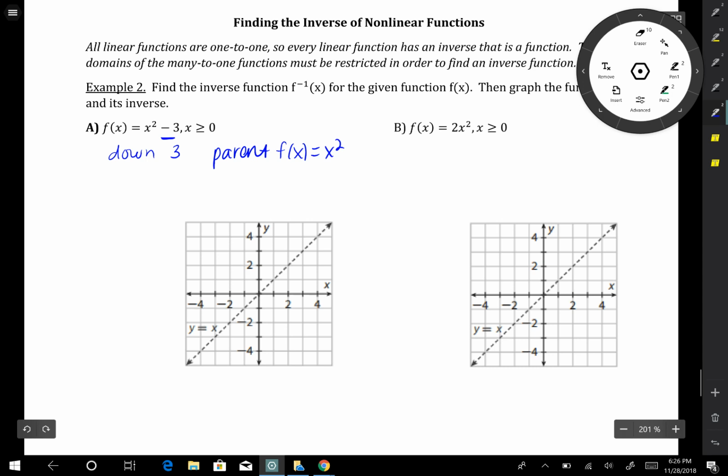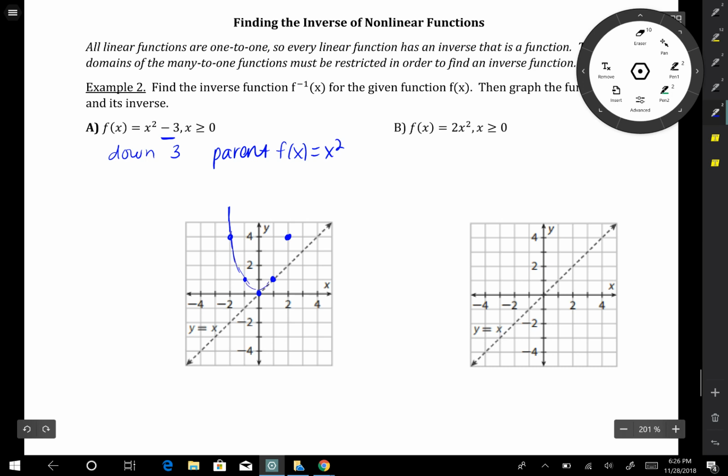So remember that the parent graph of a parabola, f of x equals x squared, has a vertex at 0, 0, and then every x value we just square, so it has the points 1, 1 and 2, 4. That's the only one that's going to fit on our graph. I could do 3, 9, but that's not going to fit. If I go left, negative 1, 1, negative 2, 4. So this is the parent graph.